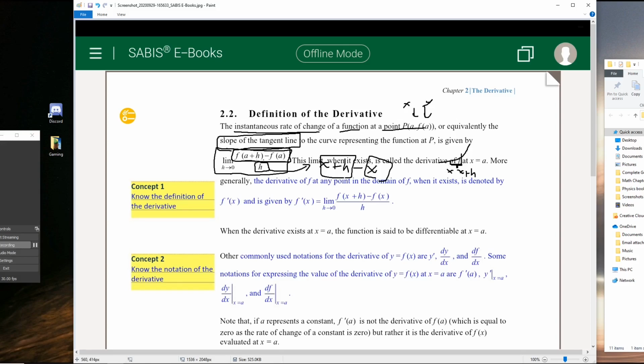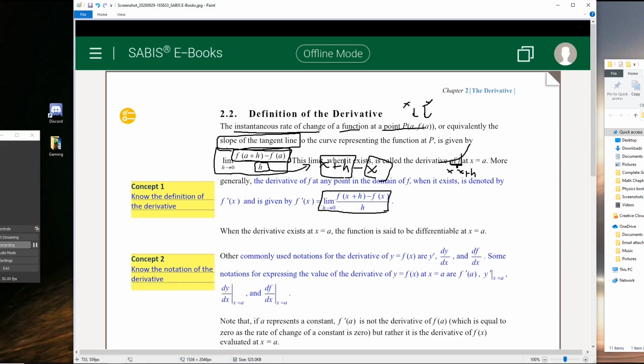And so change of ordinates over change of abscissa, same thing as, for example, distance over something, or displacement in the y over displacement in the x. So that's how we get the slope, which we would call here the derivative. So this is the formal definition.